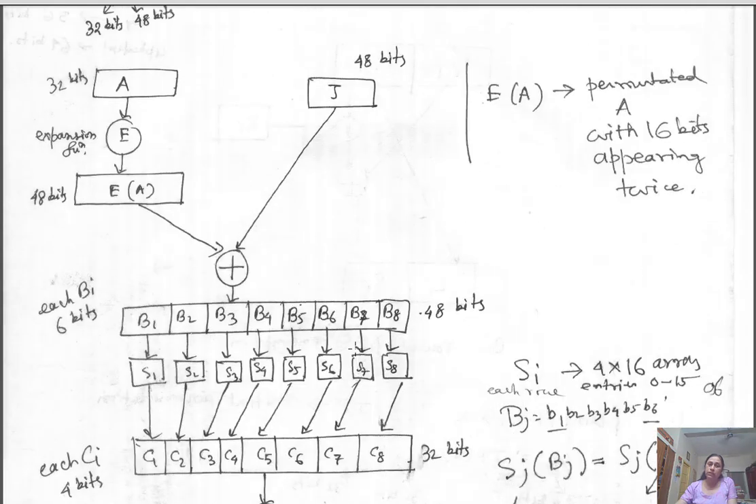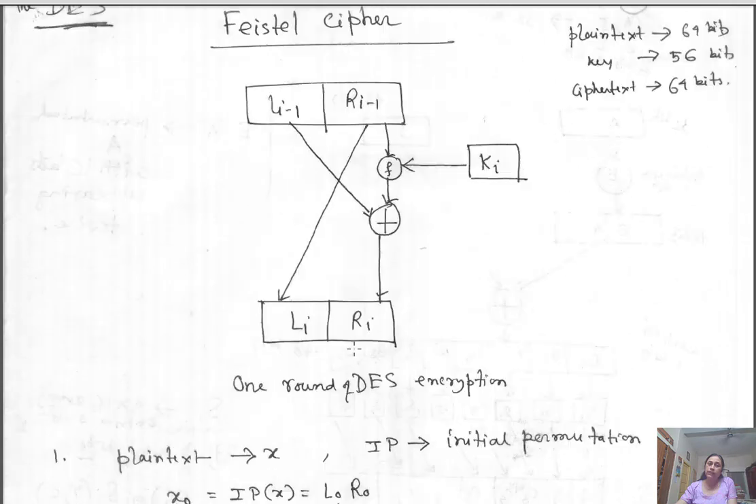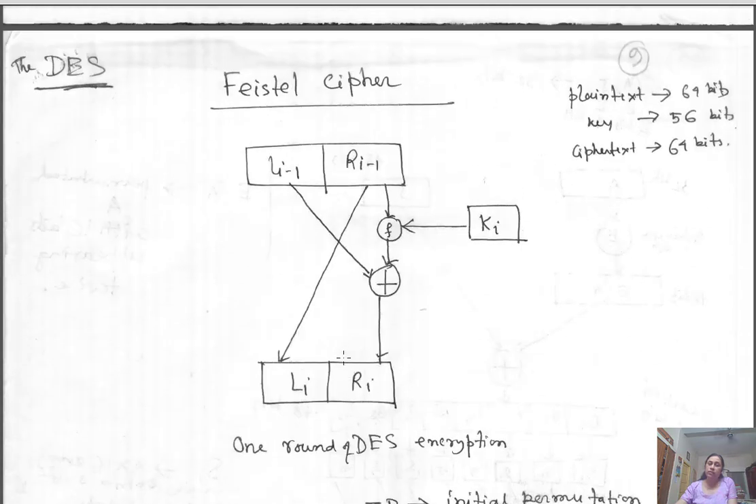Now another iterated cipher or round block cipher is DES, the Data Encryption Standard.